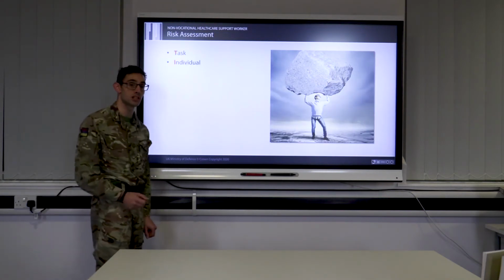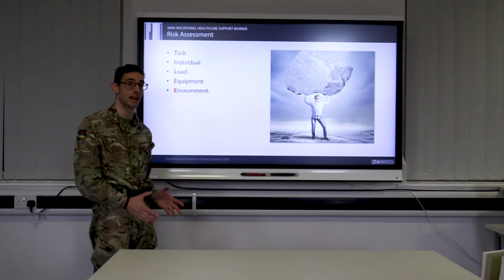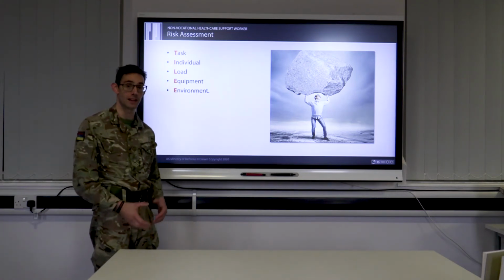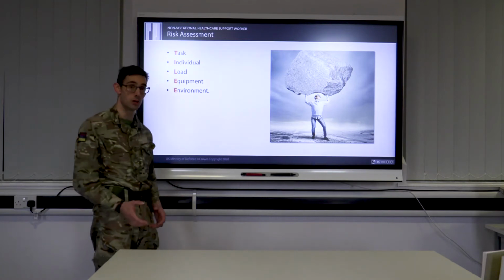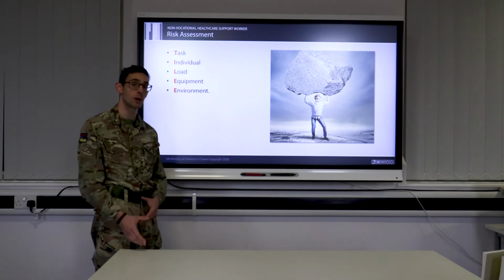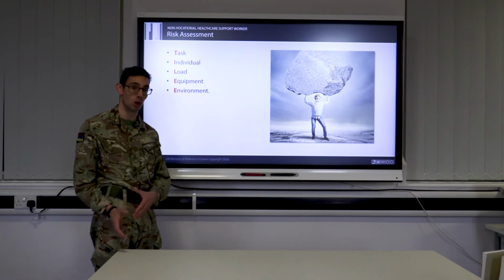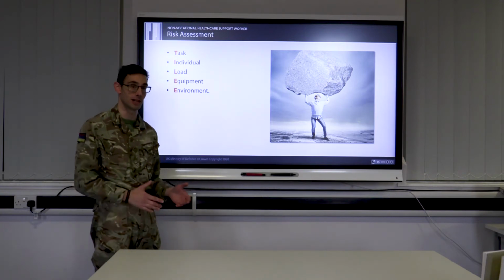You must carry out a risk assessment before any move. You're to assess the task: what have you been asked to do? The individual: are they able to move themselves? The load: how much you're being asked to move. The equipment: have you got any equipment to assist moving? And the environment: are you moving from one ward to another, or is it simply a bed-to-bed transfer?